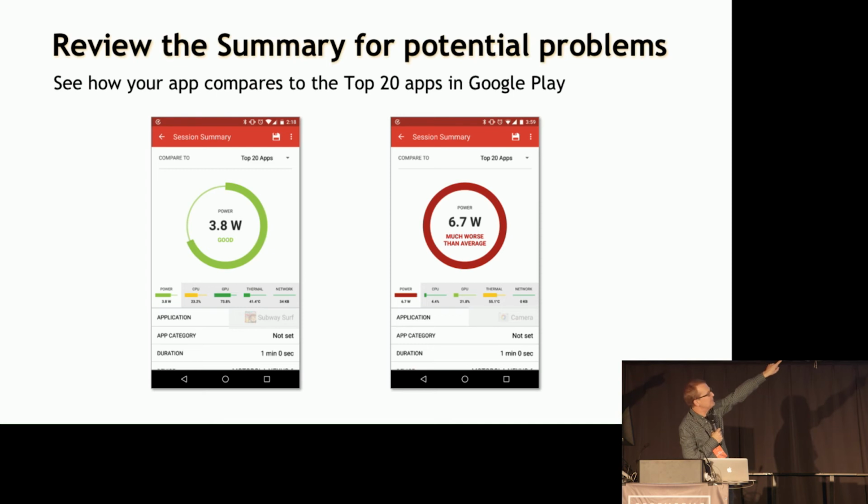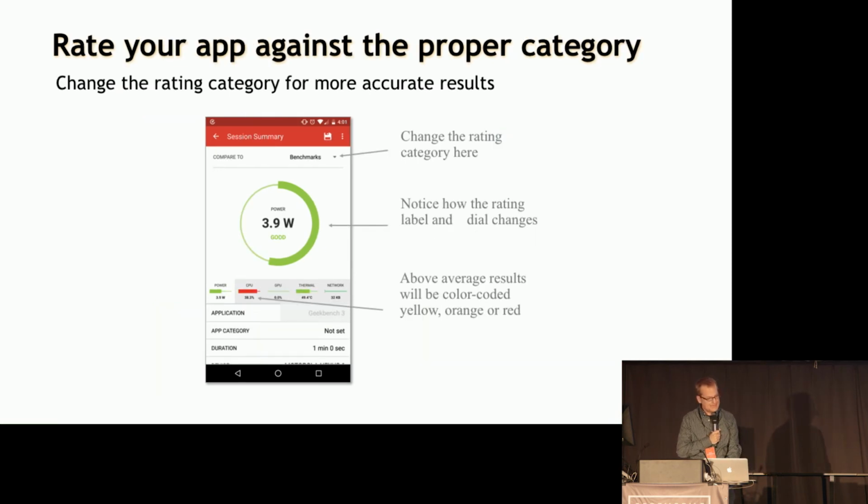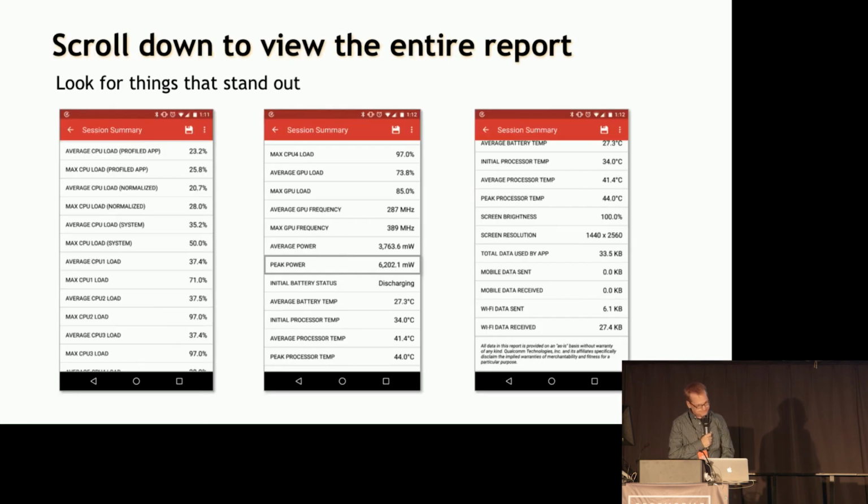By default, it compares to the top 20 apps, so it's important once you do a test that you set that category. This app is a benchmark, and you can see the change. When I set it to top 20 apps, it's yellow, indicating there's a power problem. When I set it to benchmarks, it goes to green, because as far as benchmarks go, those are reasonable numbers. So it can save you a lot of effort.